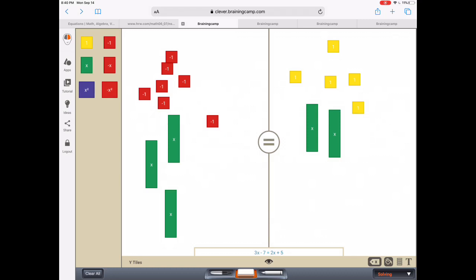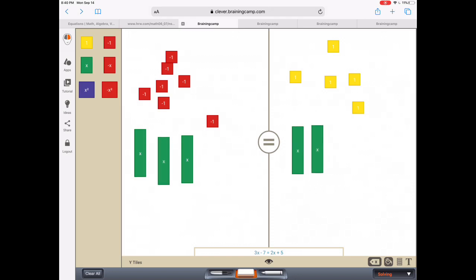So we're going to use some inverse operations. Here I have 3x on this side and 2x on this side. Since 3 is larger than 2, I'm going to use the inverse operation to get rid of the 2x first. Again, they're starting out positive, so the inverse operation of addition, or positive, is negative.